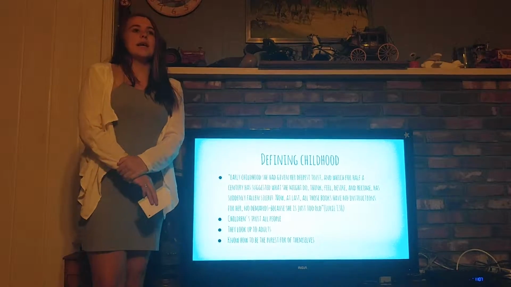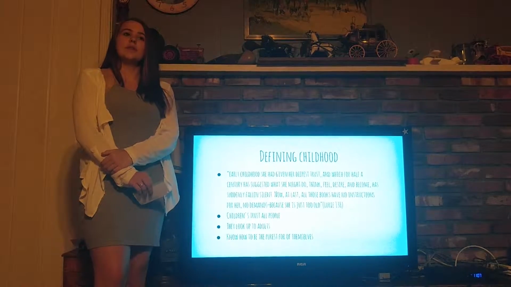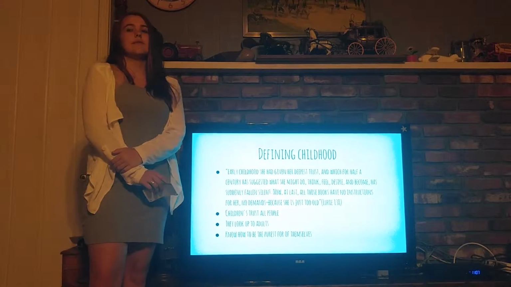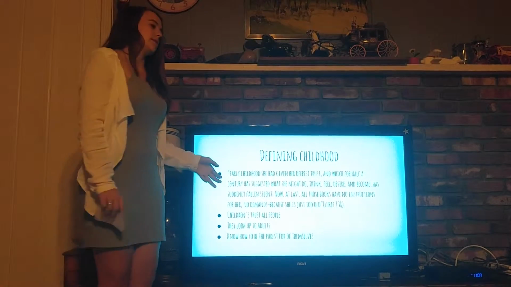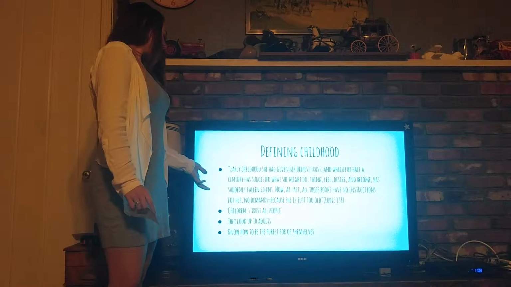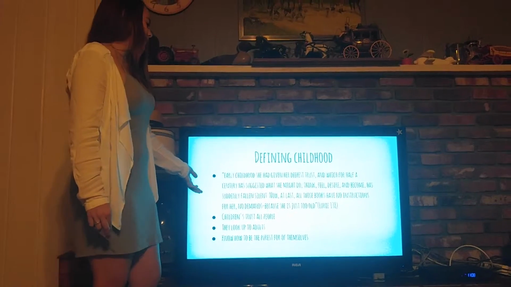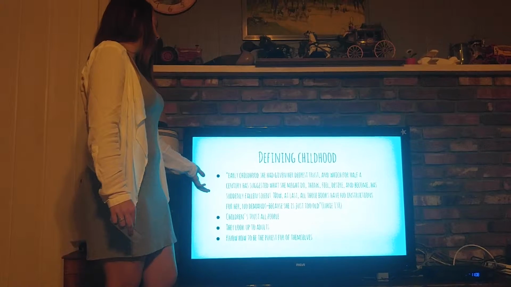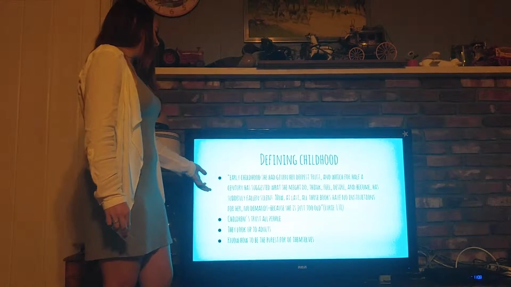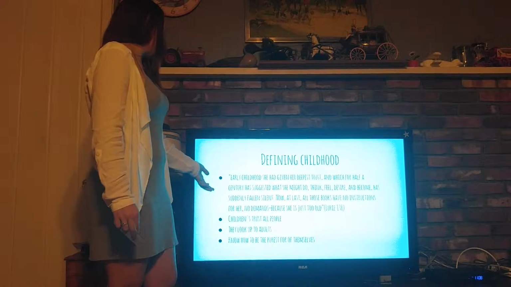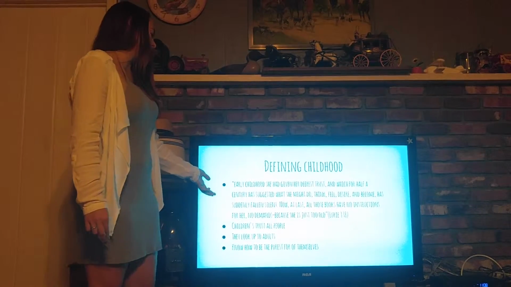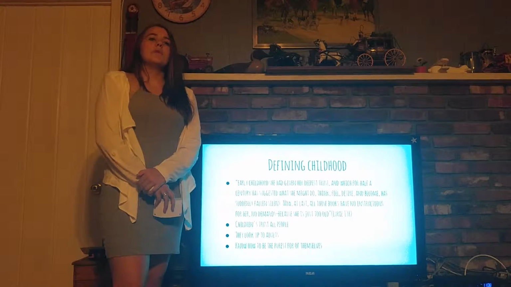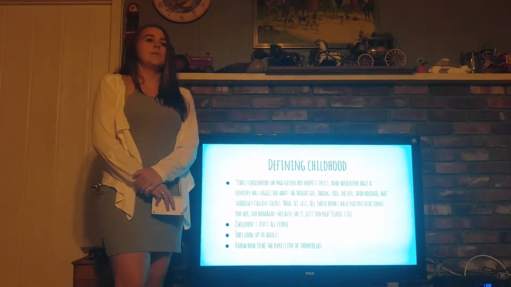Defining childhood. The Romantics say that the purest form of oneself is when they are a child, because they're interested, curious, and excited about learning the world. Also, they have the ability to trust anyone and everyone. A good example of this is: "early childhood. She had given her deepest trust, and which for half a century had suggested what she might do, think, feel, desire, and become, has suddenly fallen silent. Now, at last, all of those books have no instruction for her, no demand, because she is just too old." This shows that Vinnie used to have the purest form of herself, but as she grew older, this all went away.